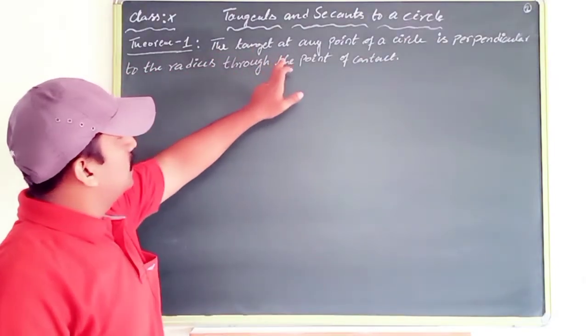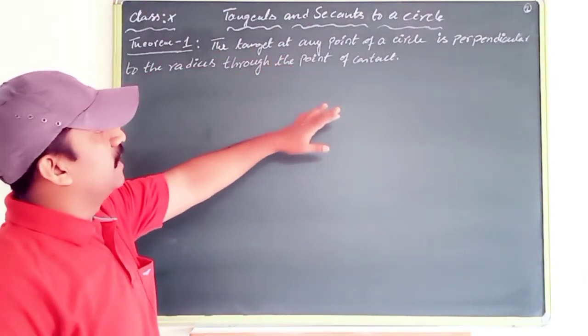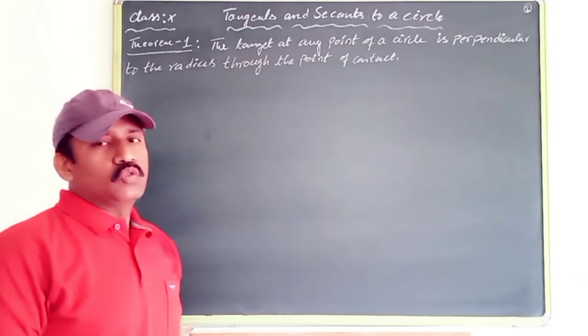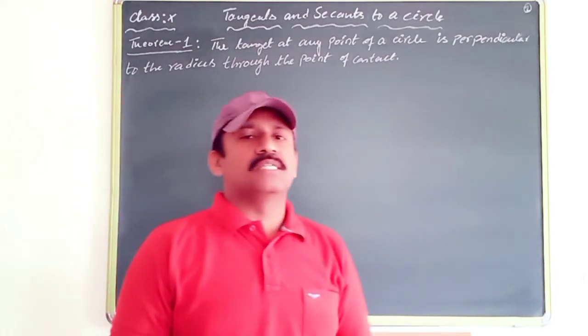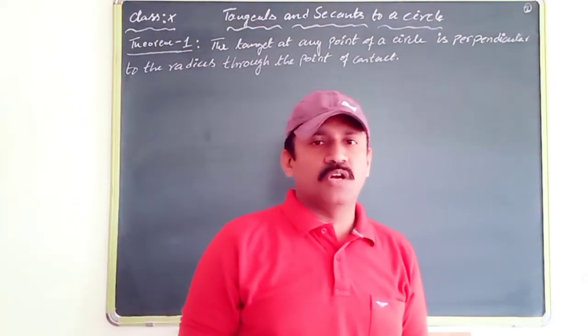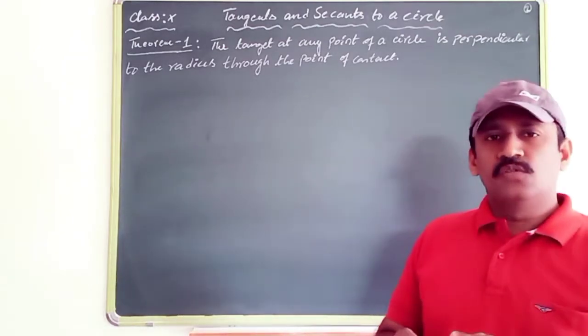The tangent at any point of a circle is perpendicular to the radius through the point of contact. So in the last class we discussed that the radius and tangent make 90 degrees at the point of contact. So that is the statement here. Okay. So how can we do it?